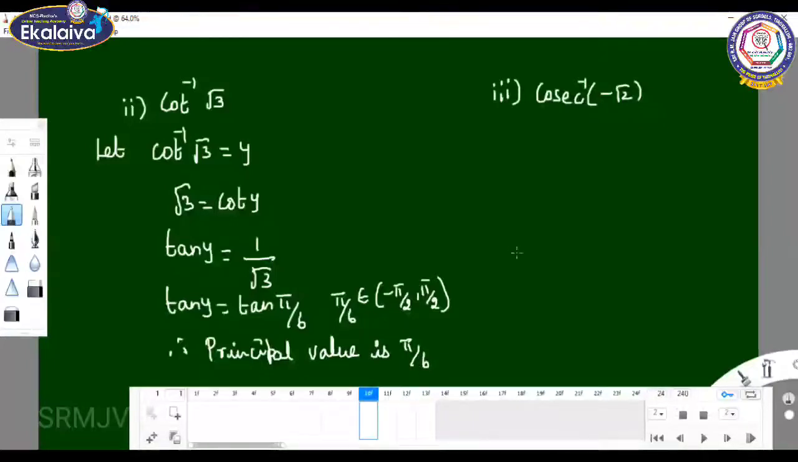Now we move on to the third subdivision. What is the third subdivision? Cosecant inverse of minus root 2. You can take cosecant inverse of minus root 2 equal to y. So minus root 2 equal to cosecant y. Take the reciprocal of the value on both sides.